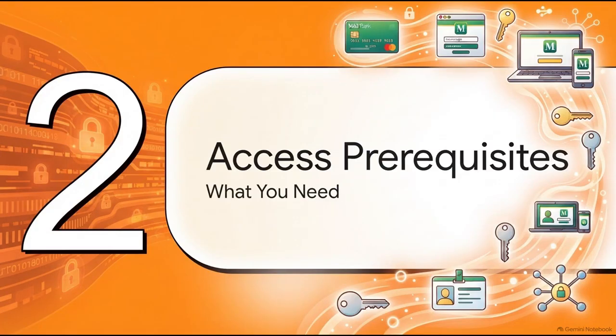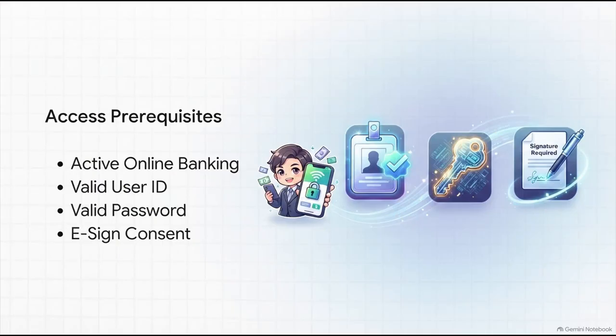Section 2. Statement Access Prerequisites. Think of this quick checklist, kind of like gathering all your ingredients before you start cooking a great meal. First, you're going to need an active M&T online banking account. If you don't have one, no worries. You can easily enroll online using your account or card number. You'll also need your unique user ID and your password. Oh, and finally, a completed e-sign consent on file.